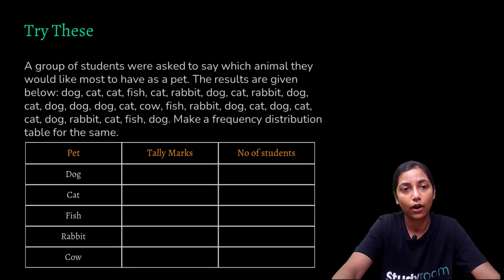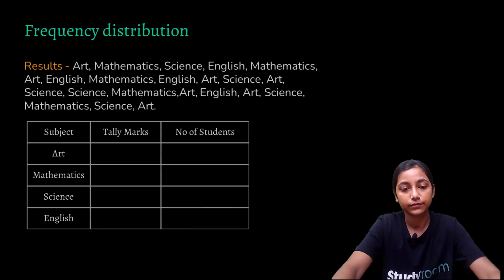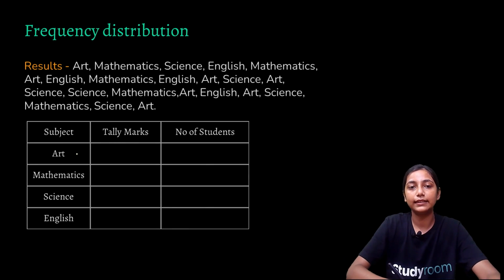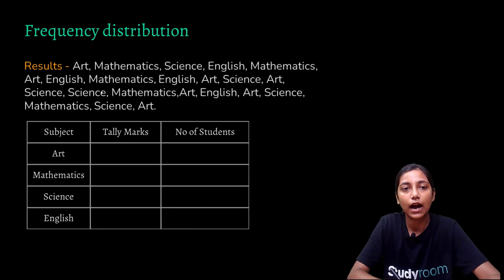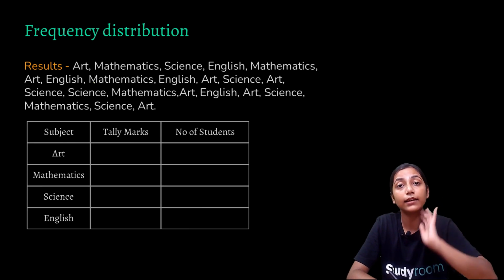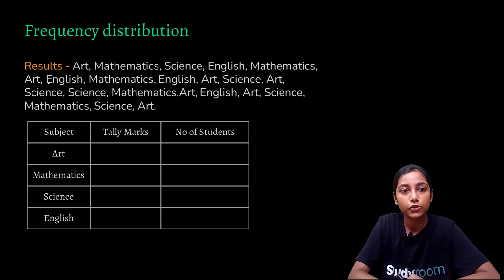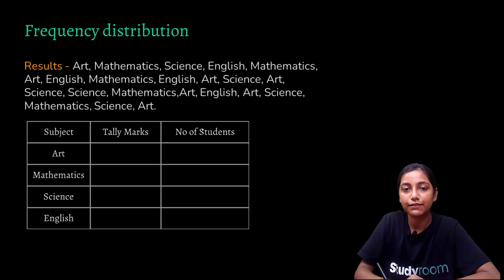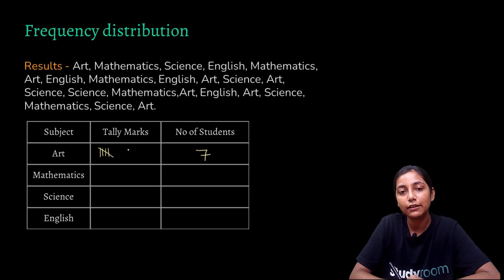So I'll tell you how. How do we write the tally marks? See that subject art. Art is coming how many times? How many students said that they liked art the most? 1, 2, 3, 4, 5, 6 and 7. So the number of students is 7. For 4 we write this and for 5 we write this. Similarly, these are 5, now 6 and 7.